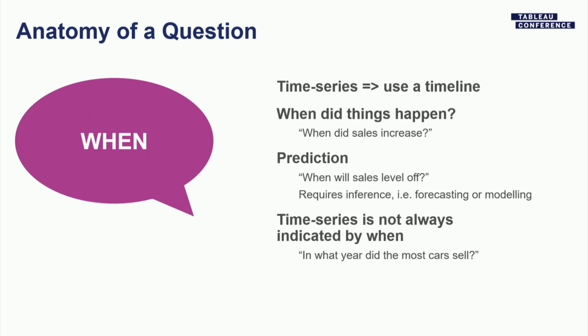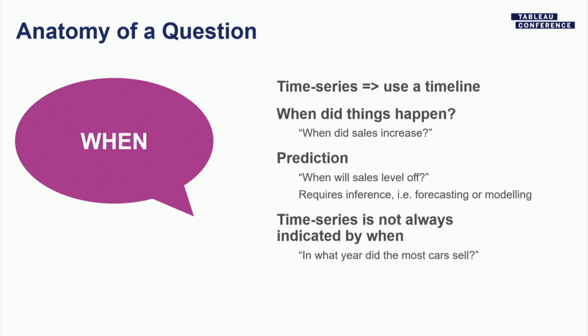So the next one I'm going to talk about is when. When obviously brings time into the equation. You probably want to use a timeline. You're asking something about when things happen. When did sales increase? But it might also be prediction. When will sales level off? So this requires some inference. This starts to talk about things like forecasting and modeling, machine learning, those sorts of things.